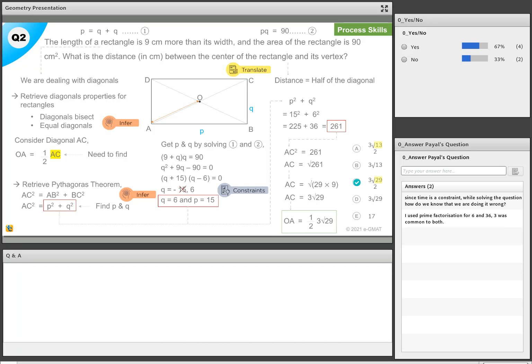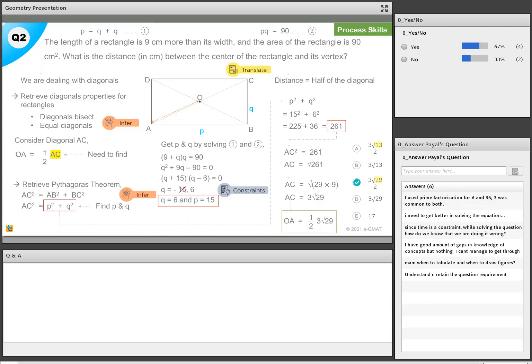Since time is a constraint while solving the question, how do we know that we are doing it wrong? That's an interesting question. I don't let the time guide me as to what to do. As you're going through stage one, learning concepts and methods, as long as you're preparing from a course that you trust, you need to attain appropriate conceptual understanding and build your process skills. You should not worry about the time, because the Quant 2.0 course is going to build all those skills so that you don't have to worry about whether you're doing things right or not. All you have to do is give us your best.